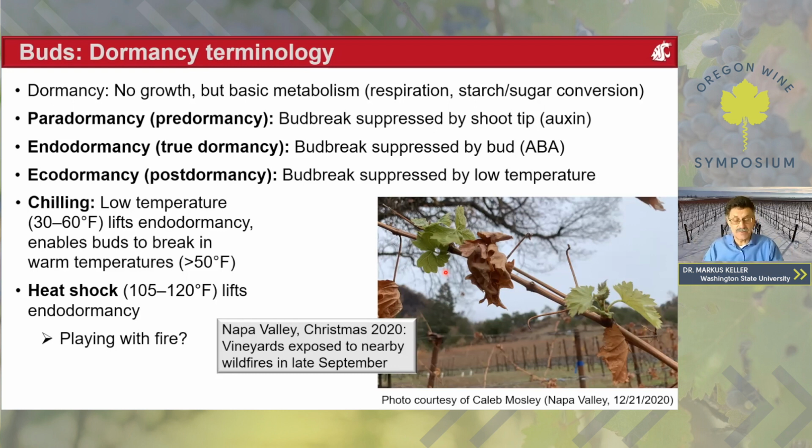So when you play with fire, with wildfires, this can be an unwelcome Christmas gift that you can see, especially during a mild winter. The buds that have been exposed to these high temperatures close to wildfires will eventually break. And of course, you lose your crop if it gets cold again. So both low and very high temperatures will lift dormancy and make the bud transition from endodormancy to ecodormancy.